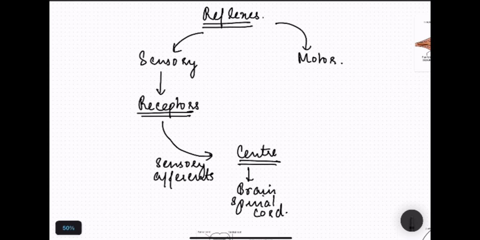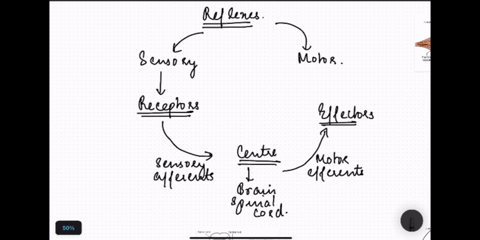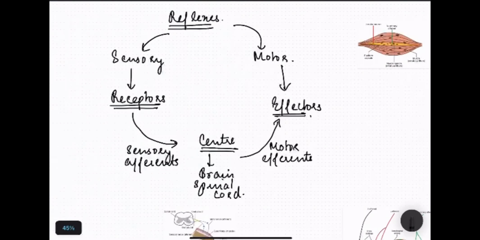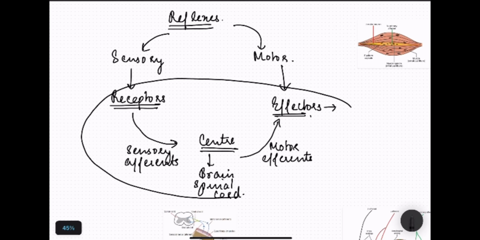And the processed information is carried by the motor efferents to the effectors, which bring about the response. The effectors are part of the motor system. The effectors could be skeletal muscles, smooth muscle, or even glands. And this entire arc is what we call a reflex arc.